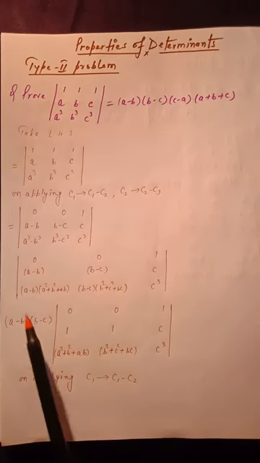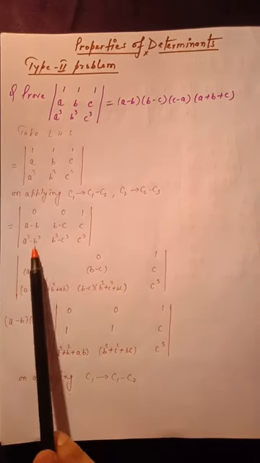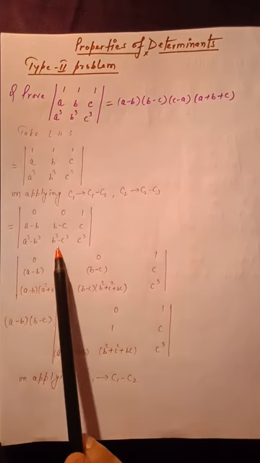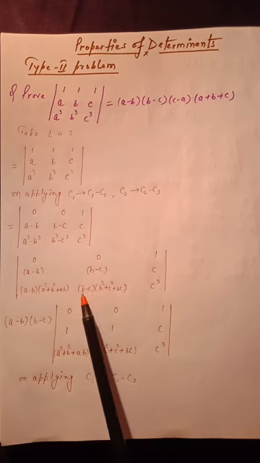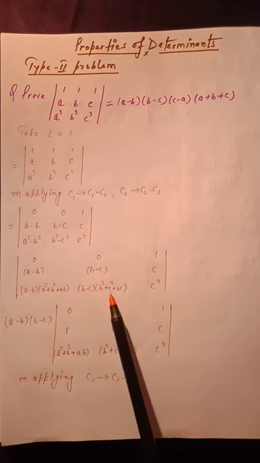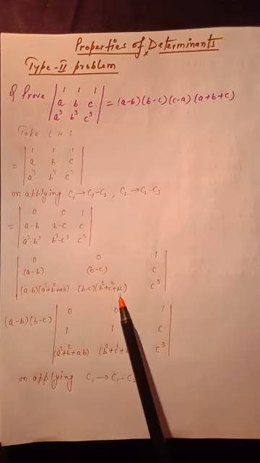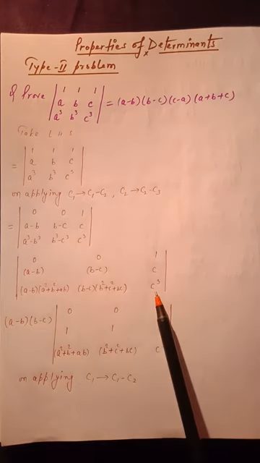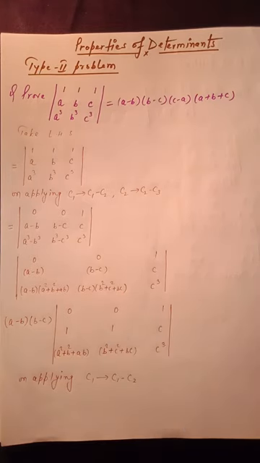Now you can apply the formula a cube minus b cube, which is a minus b, a square plus b square plus ab. Similar case b cube minus c cube, which is b minus c, b square plus c square plus bc. I am applying formula of a cube minus b cube. This will remain same. Now you can observe one thing.